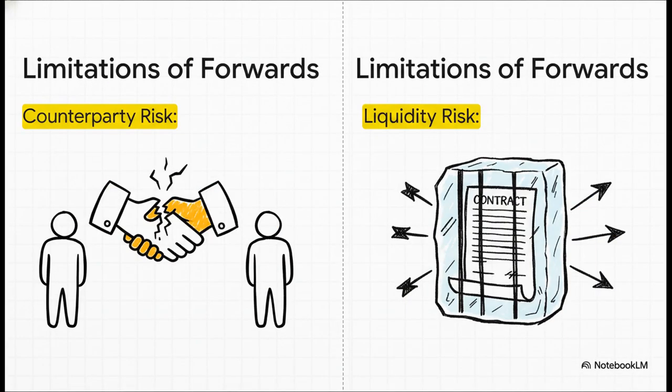And this is where we run into the two giant flaws of these handshake deals. First, there's what we call counterparty risk. That's the very real danger that the other person in your deal is just going to walk away if the market moves against them. And second, you have liquidity risk. Because this is a totally custom deal between two people, you can't just sell it to someone else if your plans change. You are stuck.